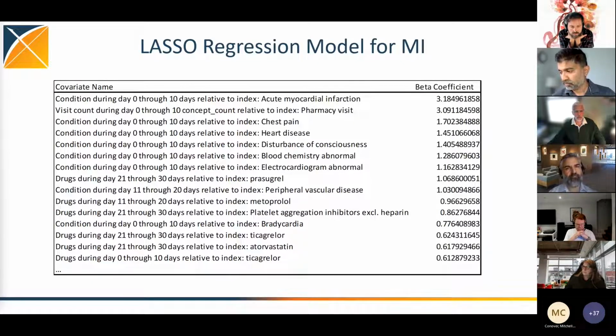And then if you go down, you look at things like anti-clotting mechanism drugs, prasugrel, other tests that might have been done, and then some long-term follow-up things like other antiplatelets, and maybe statins for lipids. So this is the model that would have come out.